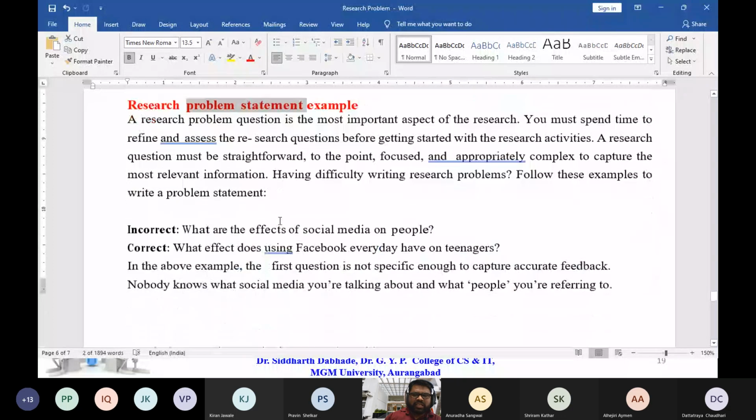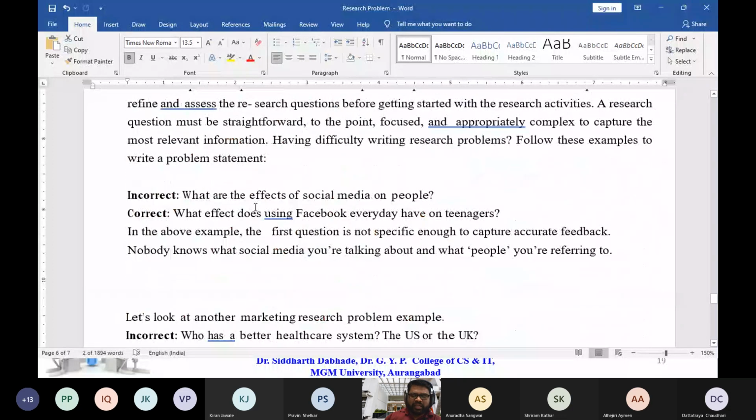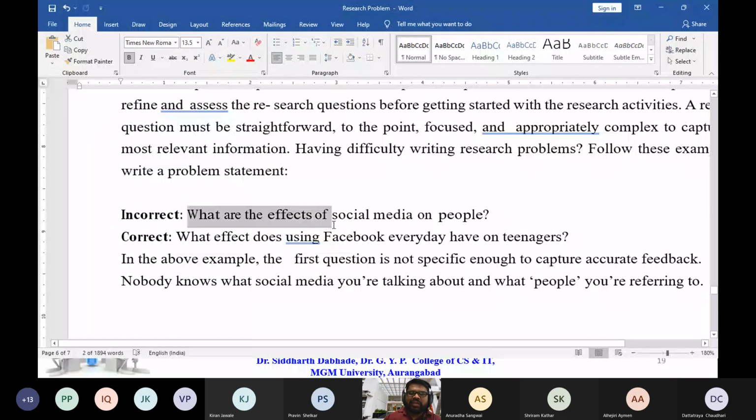I will just take an example here. If we are trying to create the research problem, or deciding the title of your research work, here is one example: what are the effects of social media on people? One researcher decided on this research problem. This research work is very vast, very big, and it does not identify which social media we are going to discuss or which people we are going to take in your research work.